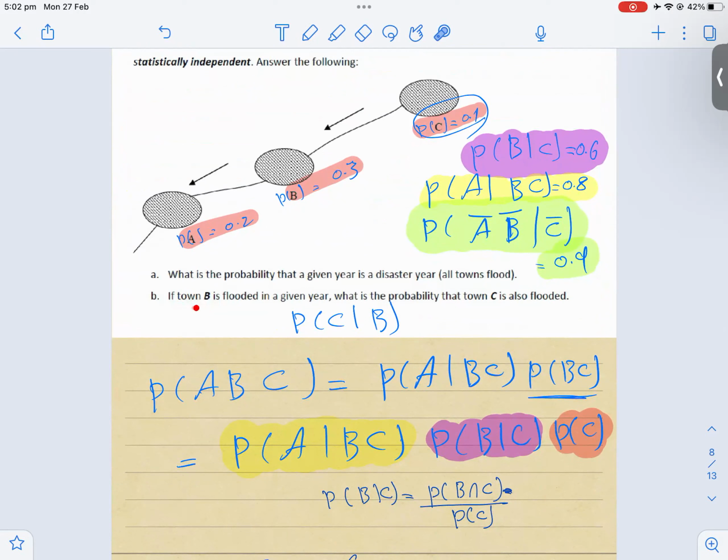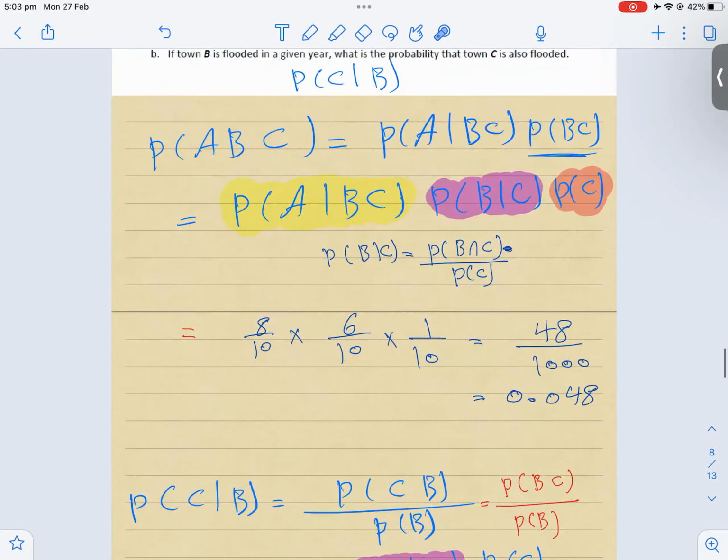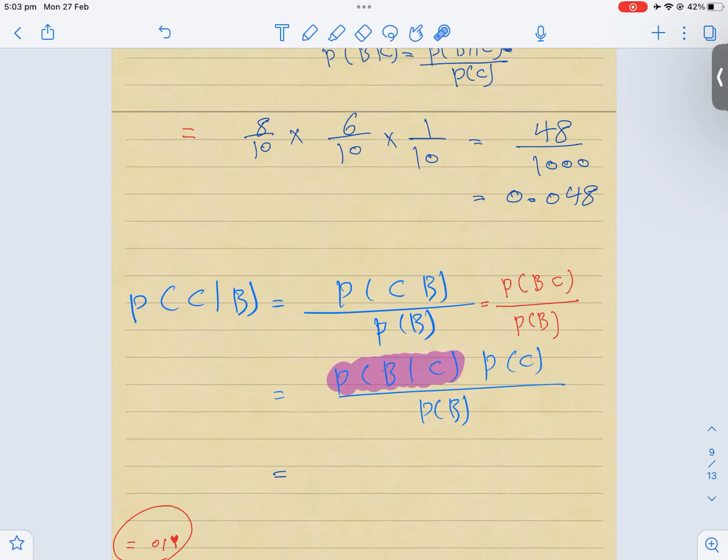If the town B is flooded in a given year, what's the probability that town C is also flooded? So it means obviously B happened. We want to measure the probability of the flood happening for village C. So probability of C conditioned on B is equal to probability of C intersection B divided by probability of B. This is equal to probability of BC divided by probability of B.